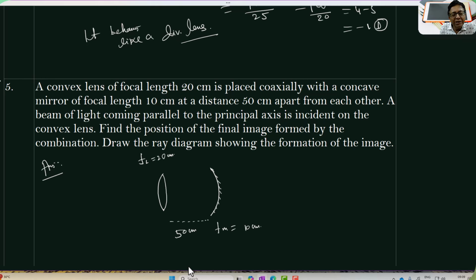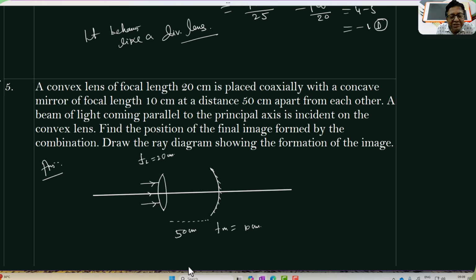A beam of parallel light, common principal axis. You take the beam of parallel light entering in this manner, parallel to the principal axis, incident on the convex lens. Find the position of the final image formed by the combination.